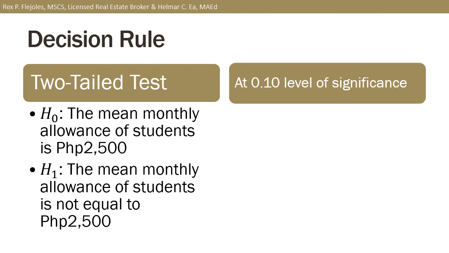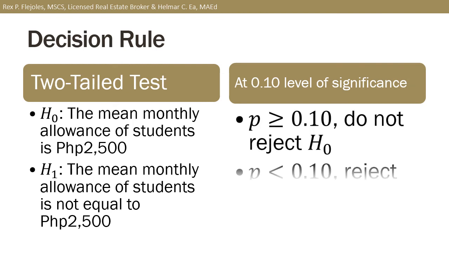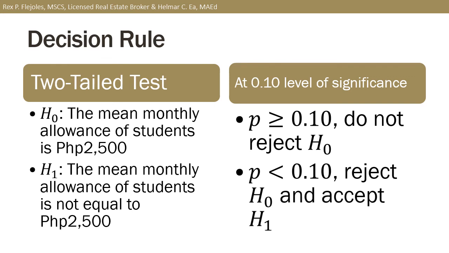The decision rule if the chosen level of significance is at 0.10 would be, if the p-value is greater than or equal to 0.10, then do not reject the null hypothesis or accept the null hypothesis. The former is preferred by many authors of statistics, while the latter is preferred by most authors of social research. If the p-value is less than 0.10, then reject the null hypothesis and accept the alternate hypothesis.